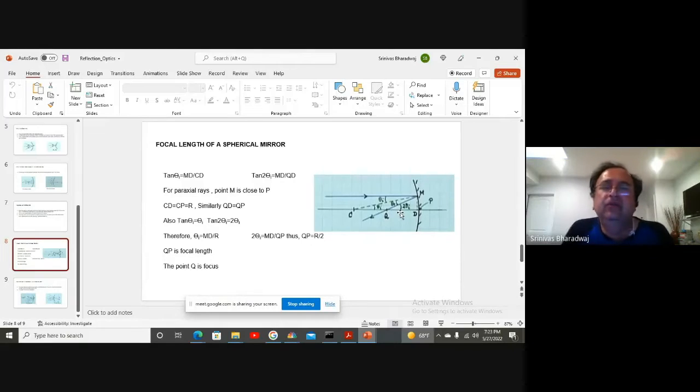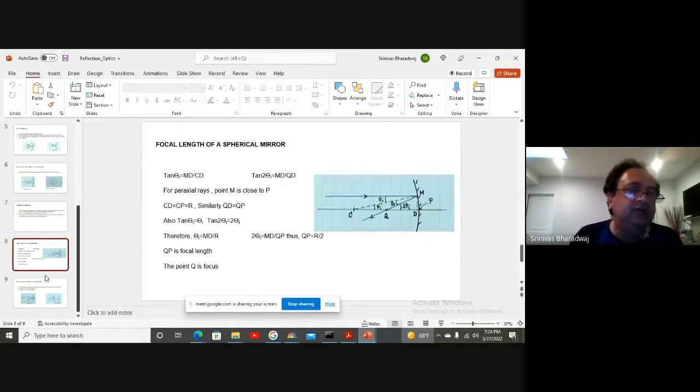And you already know that MD by DC is equal to theta I, right? And 2 theta I is MD by QD. Therefore, you can say that MD or DQ equals half of DC. Okay, it comes from the paraxial approximation. So this is how this is derived.